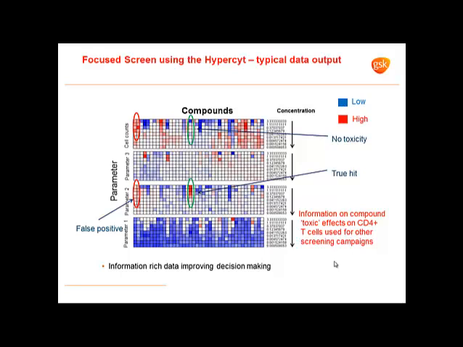And this data isn't lost, because for other similar assays using PBMCs, we can use this same toxicity information and help annotate these compounds. So these compounds and their effects on CD4, the information can be used for other screening campaigns.